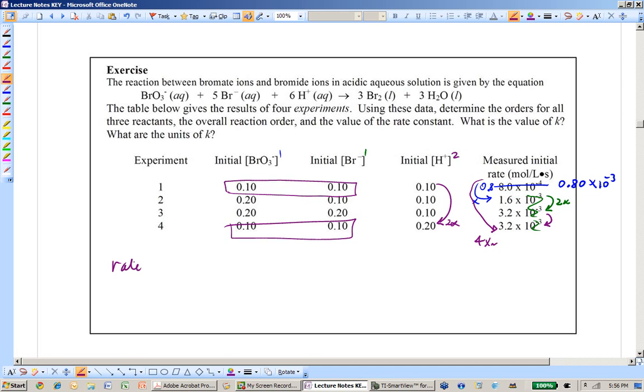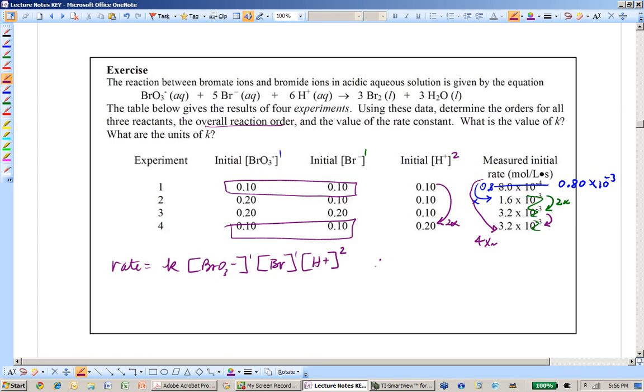So rate equals k, concentration BrO3 minus to the first. And again, you don't have to write that one. I just do it for emphasis. It would be perfectly acceptable if you just stop at writing the brackets. This one, however, is non-negotiable. H plus, second order.